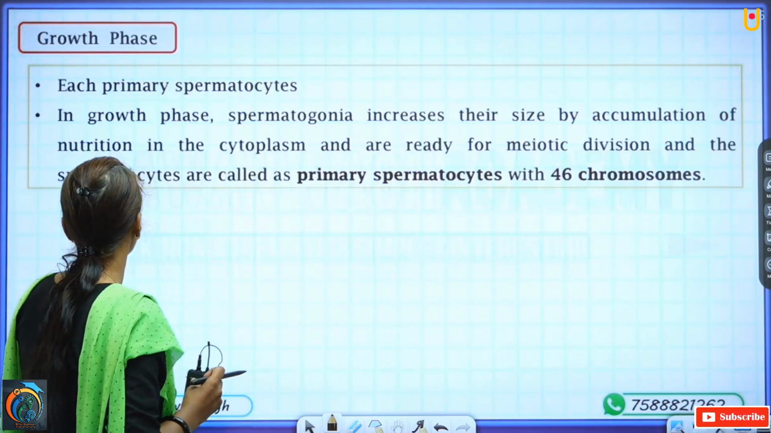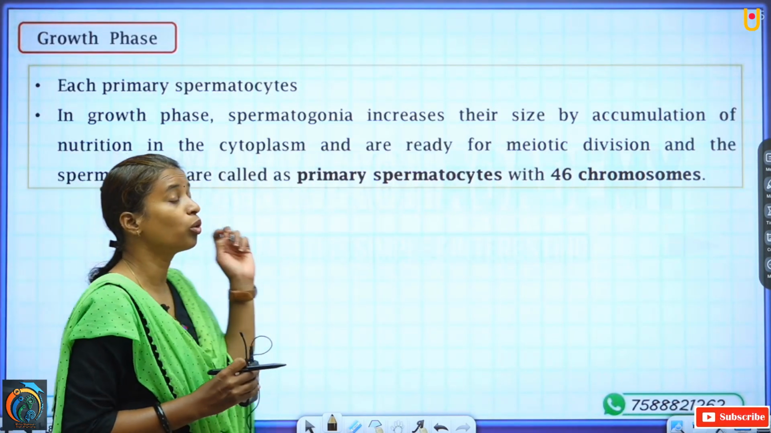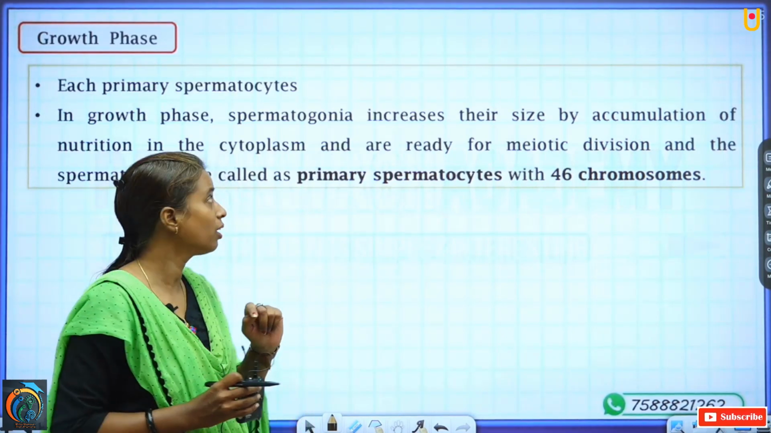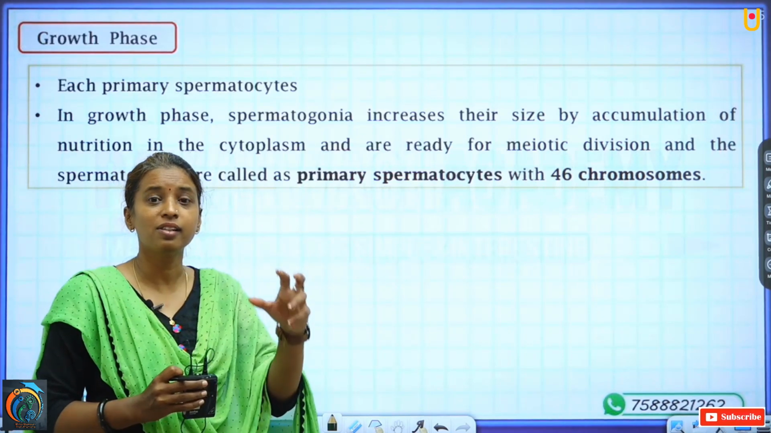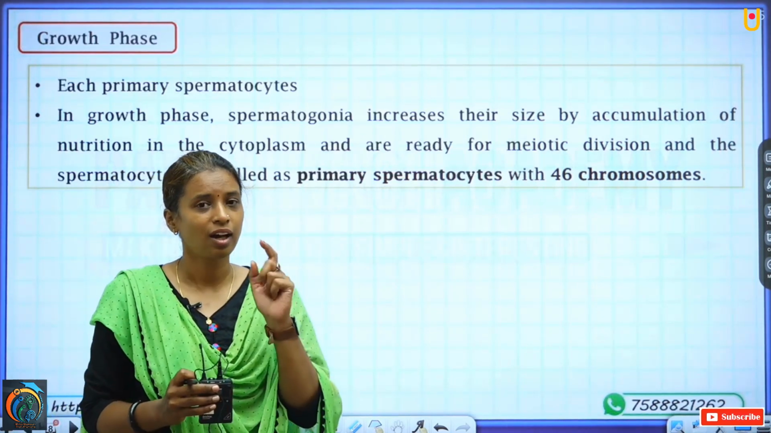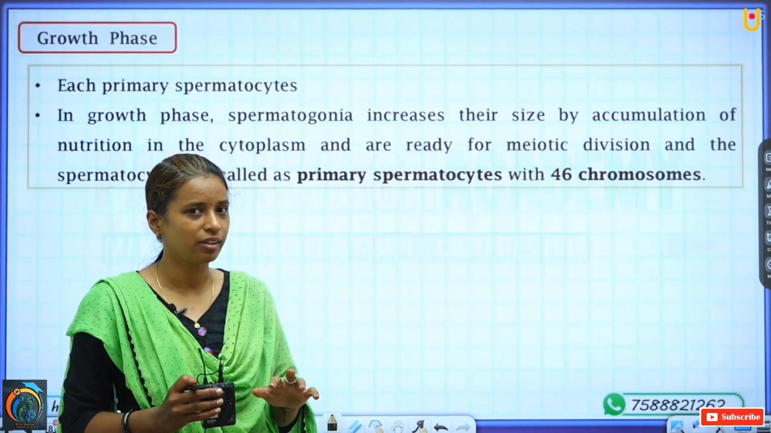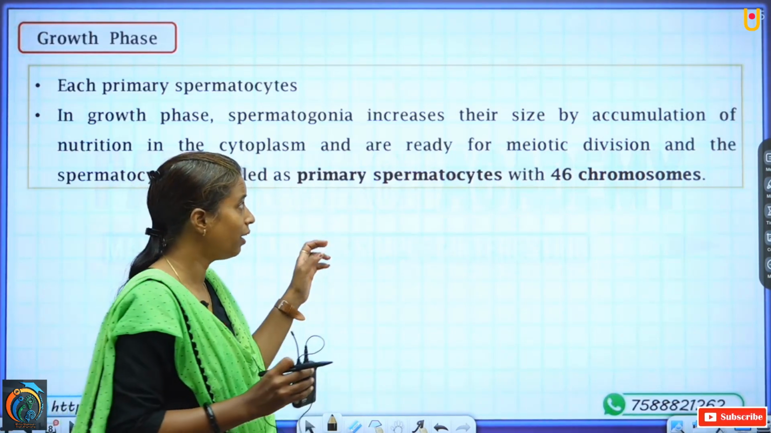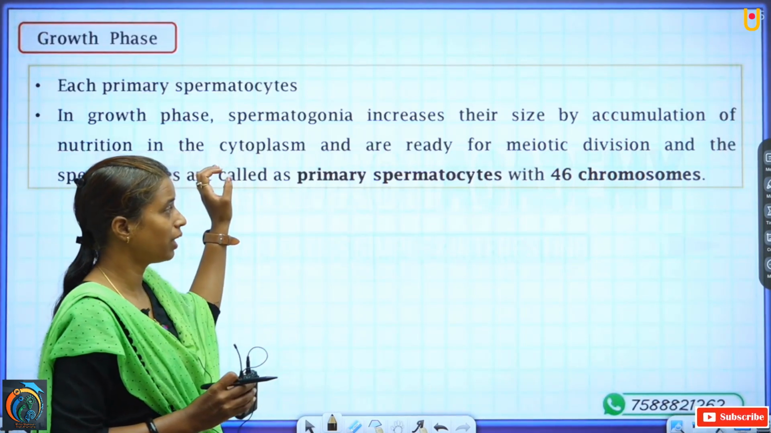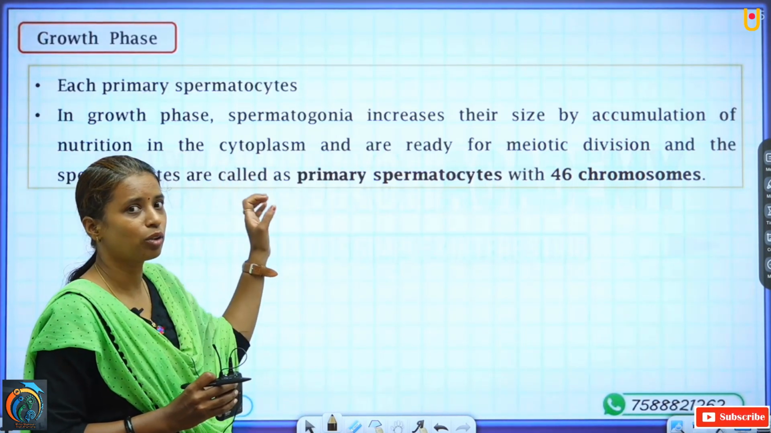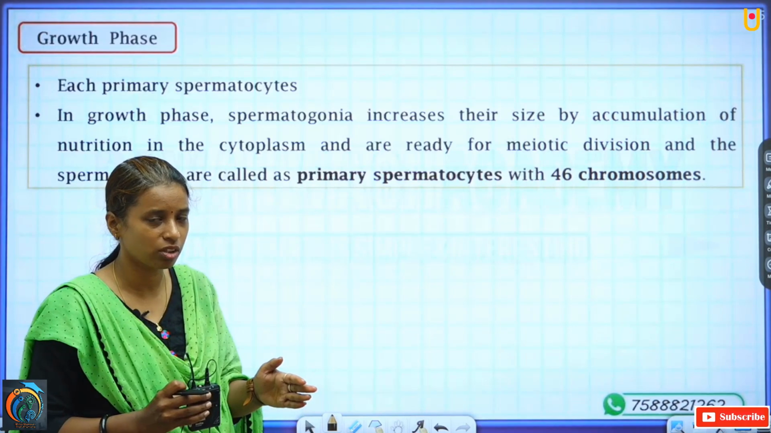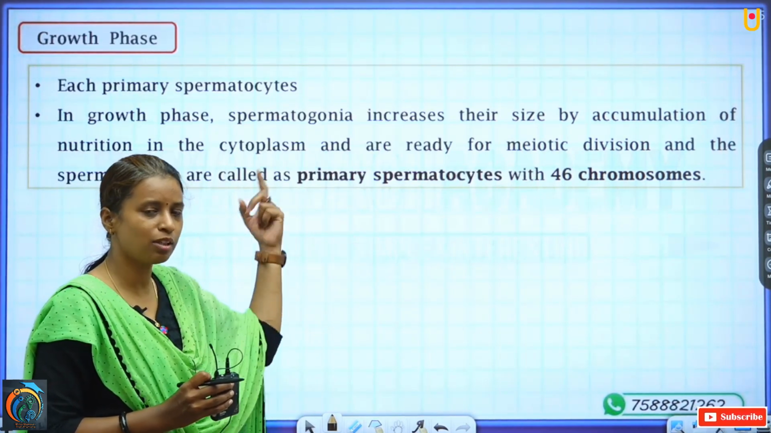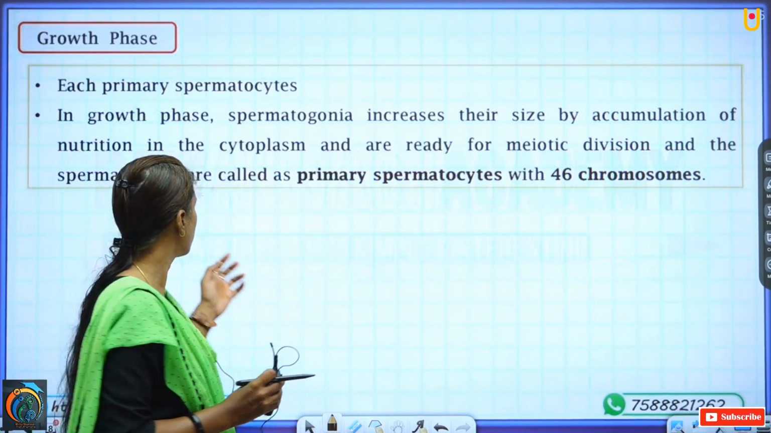Now, in the next step, in the growth phase, after the multiplication phase, what have we seen? We have seen that primordial germ cells are getting multiplied, not divided. And when they are getting multiplied, they are not undergoing reduction division, but they have the same 2n condition as the primordial germ cells have.